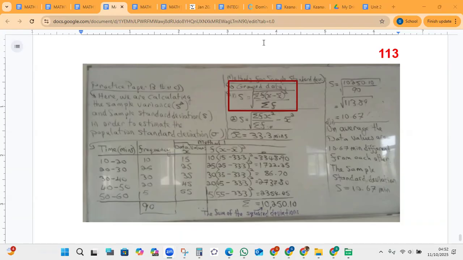Now remember, anytime you are looking at a math video, you must have your pen, your pencil, your calculator, and your book, for you to be participating alongside the video.